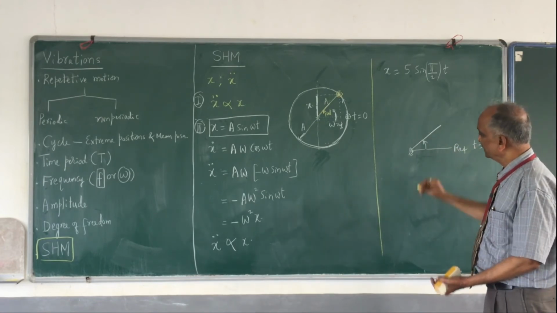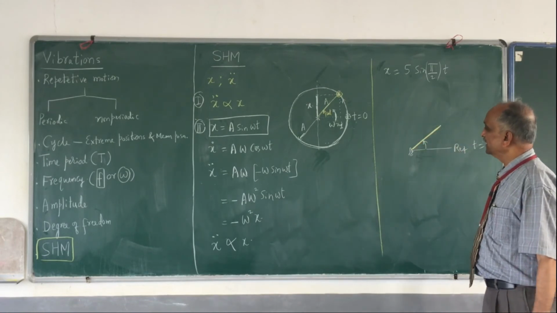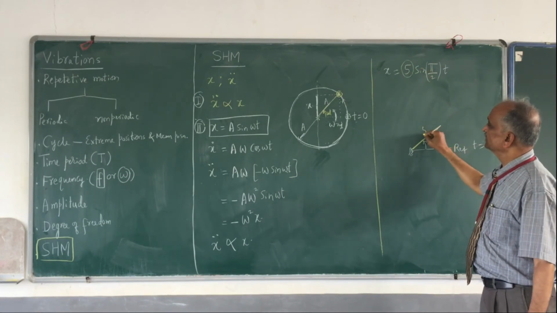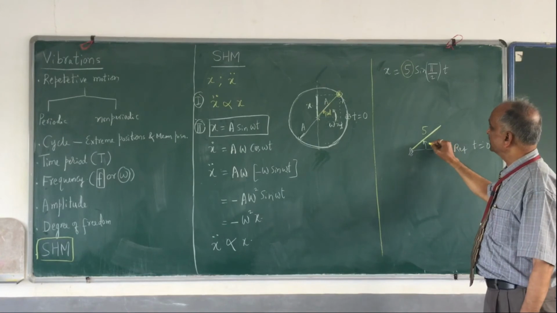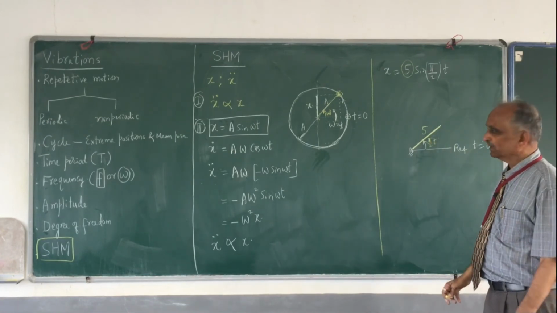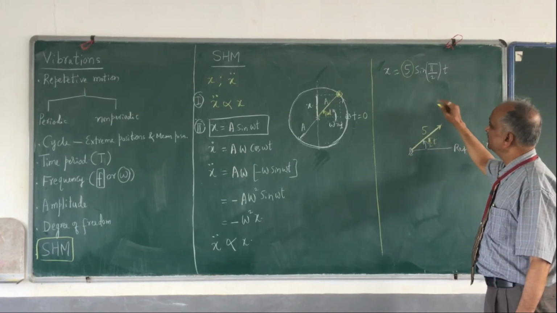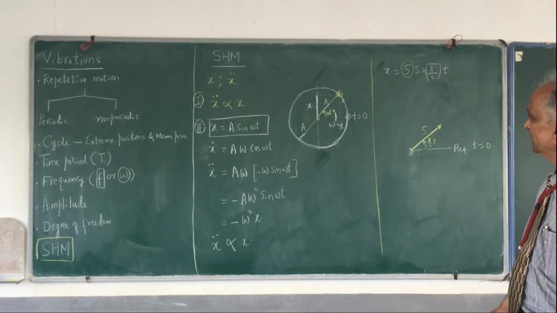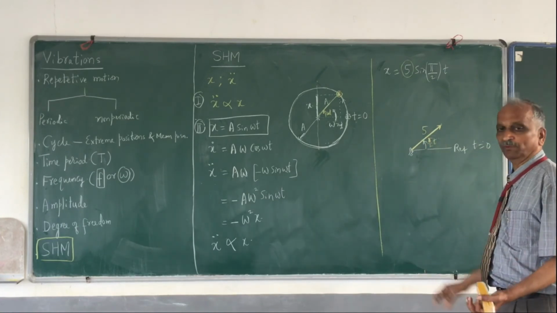This line is very, very important. This is what we call the vector. What is the length of this line? The length is 5, which we call the amplitude. And this angle is pi by 2 into t. So this is what we call a vector, which represents this simple harmonic motion. Any simple harmonic motion can be represented by means of a vector.